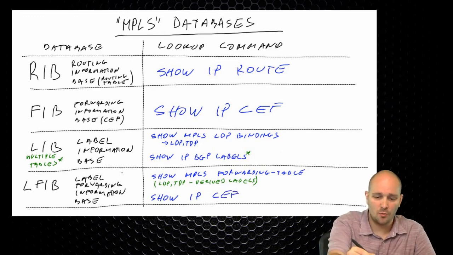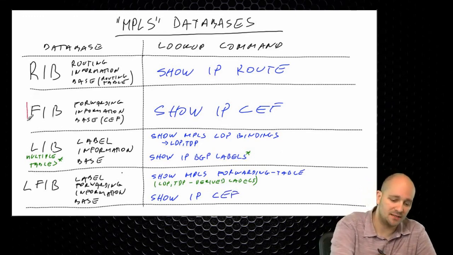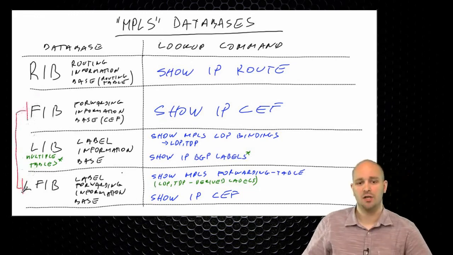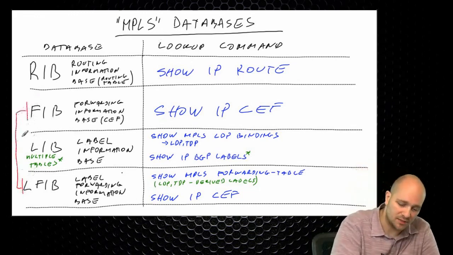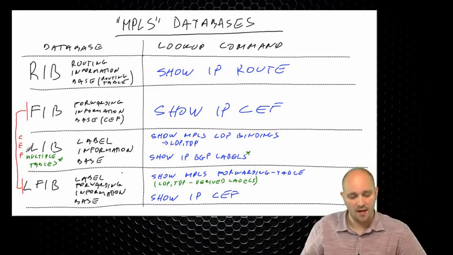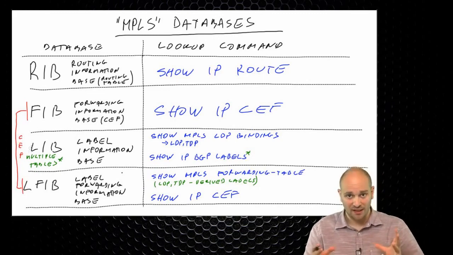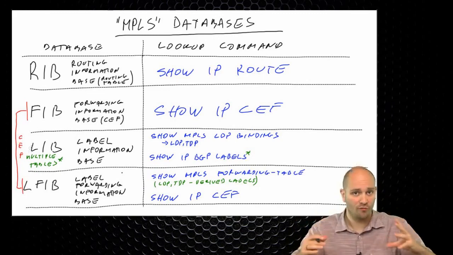Now, the reason why you can use show ip cef here is that the FIB and LFIB in IOS are actually parts of the same database. So this is basically, in both cases, the CEF table. The FIB and LFIB in IOS are, technically speaking, subsets of the same table.